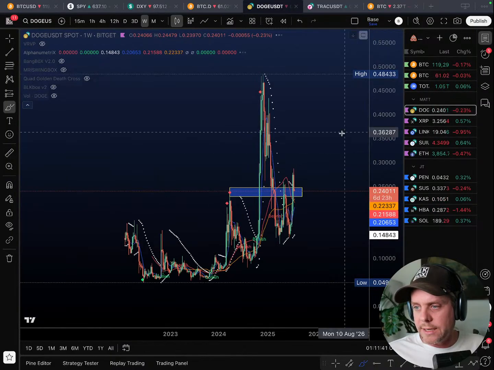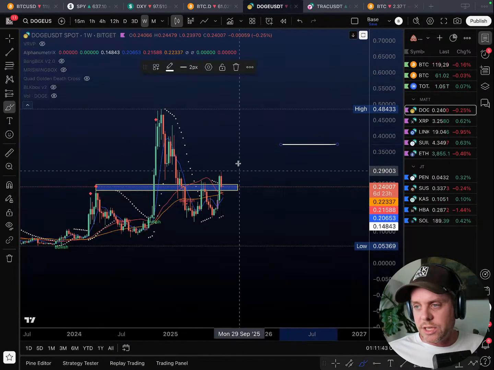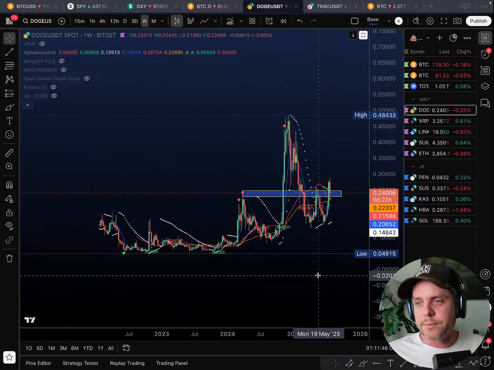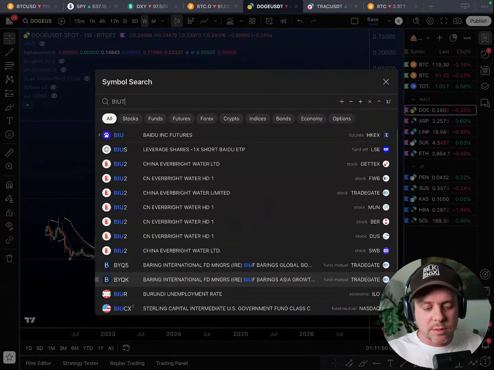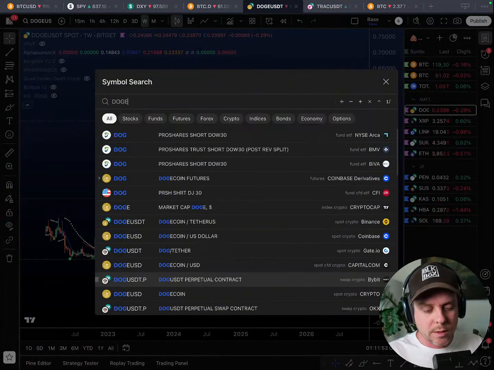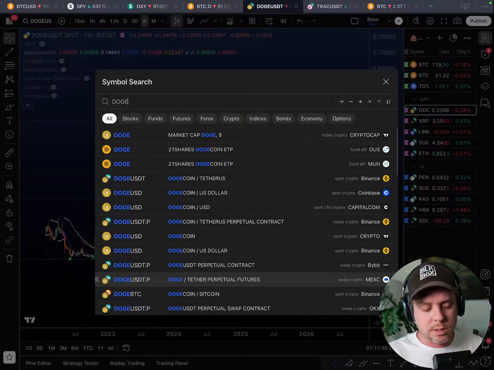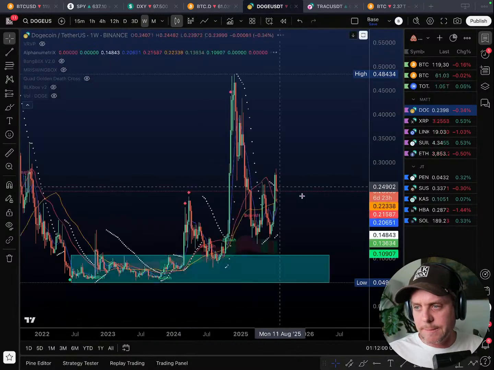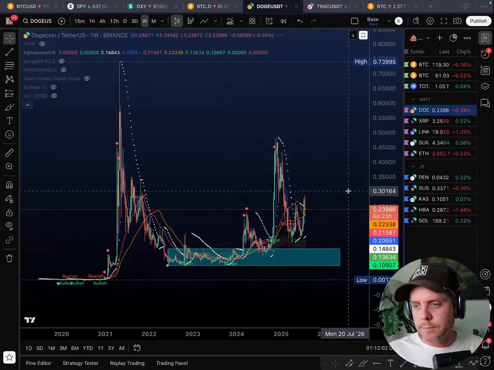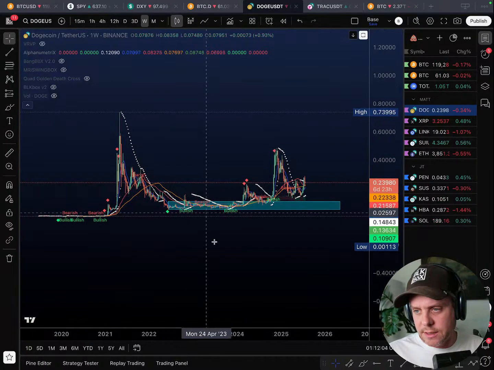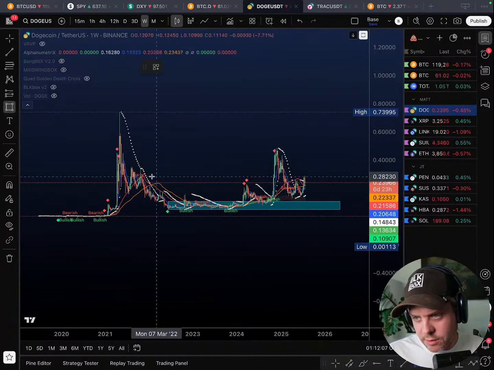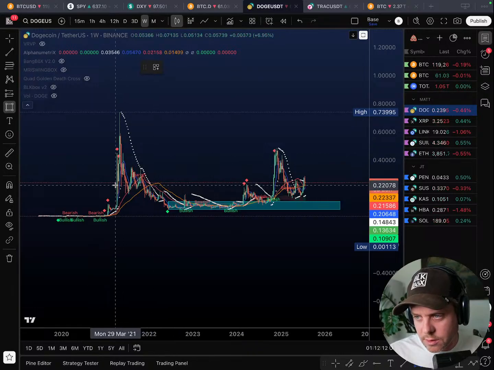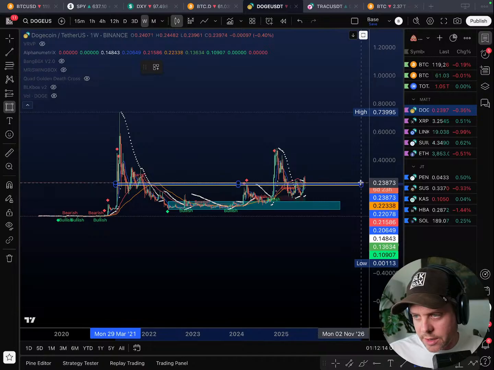Now we can take a look at Doge. So Doge is getting above a key resistance here. This is on BitGet. Let's go to something with a little bit more history, Binance. And it's this support-resistance flip that we are looking to break through here. It's kind of this area right here.